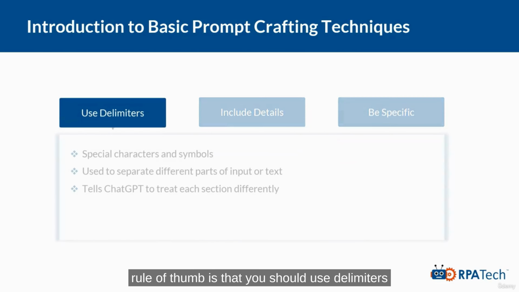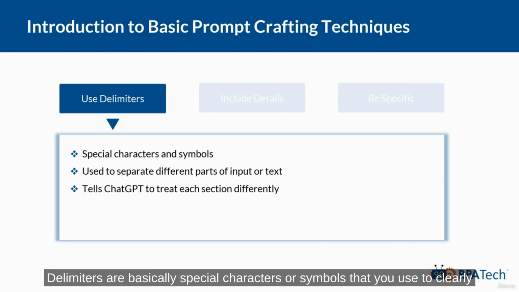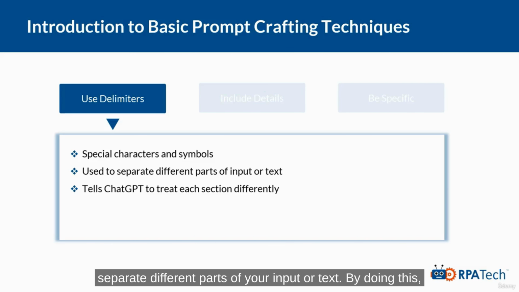The first rule of thumb is that you should use delimiters to indicate different parts of a prompt. Delimiters are basically special characters or symbols that you use to clearly separate different parts of your input or text. By doing this, you're telling ChatGPT that each section should be treated differently, which can help it understand what you're asking for or talking about.